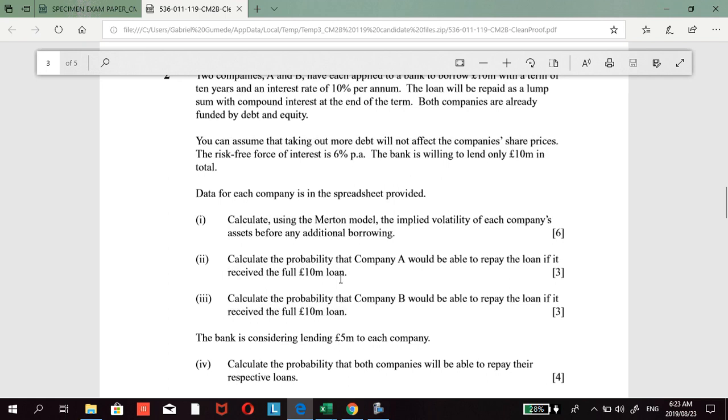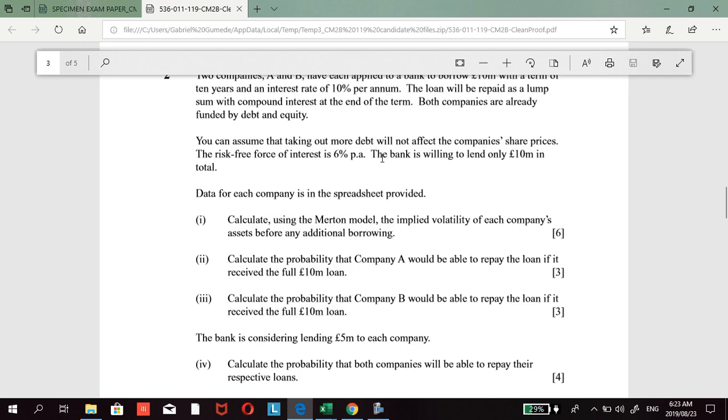Now, remember, under the Merton model, the probability that the company defaults is 1 minus phi of D2, which means if they do not default, that means they'll be able to repay the loan with probability 1 minus bracket 1 minus phi of D2. So in actual fact, the probability that they will repay the loan is phi of D2.